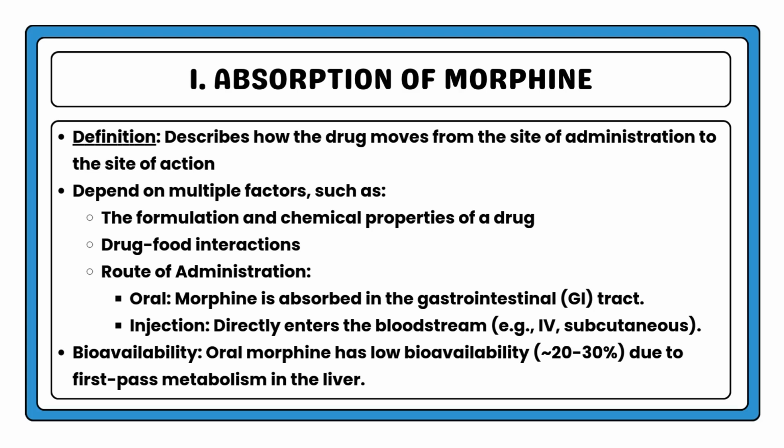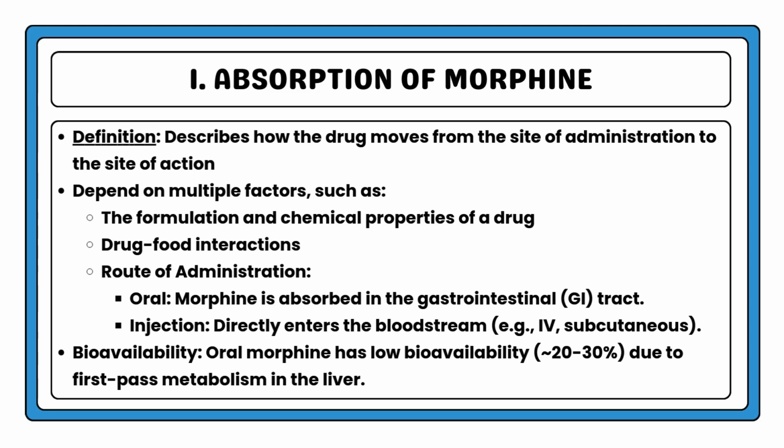Number one, absorption of morphine. Definition: describes how the drug moves from the site of administration to the site of action. Depends on multiple factors such as drug food interaction, the formulation and chemical properties of the drug.